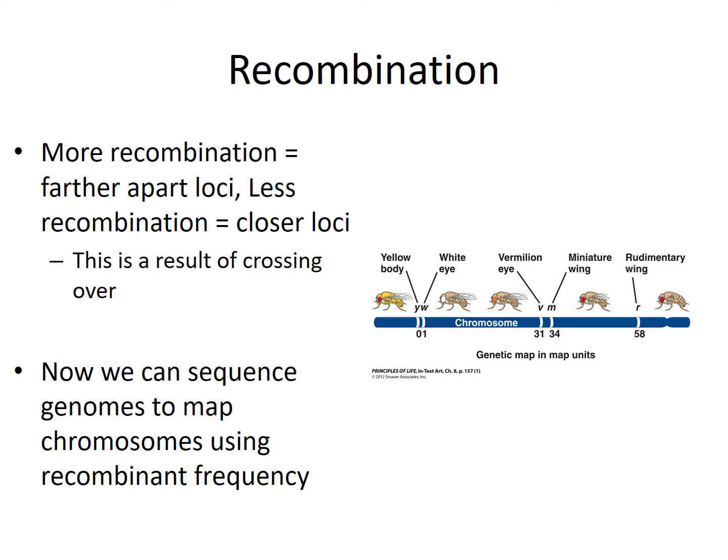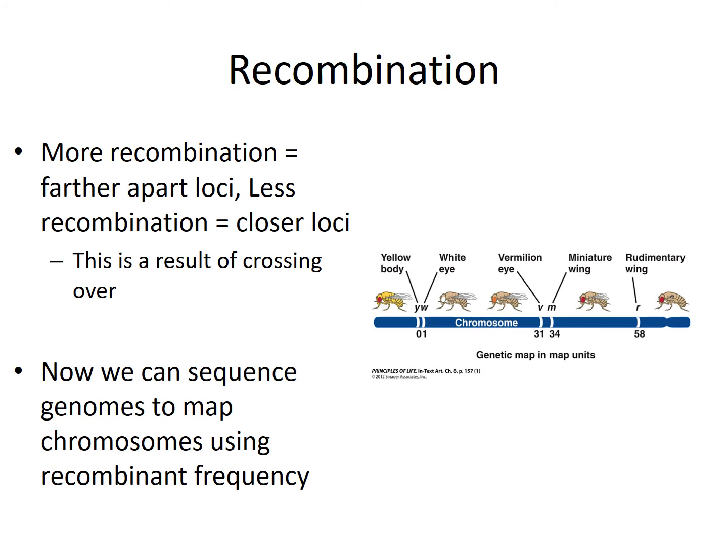This is all a result of crossing over, and by using these recombinant frequencies, geneticists can actually map the genomes of organisms, and this is what Thomas Hunt Morgan did that was absolutely genius. He figured out these frequencies and he mapped out 2,000 genes on the fruit fly's chromosome, which is pretty wild.